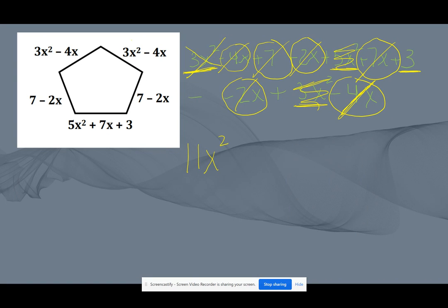So if we're looking here, we have 3x squared here, 5x squared here, and 3x squared here. So that leaves us with our 11x squared, and now those are done. Now we have negative 4x and negative 4x is negative 8x. Negative 2x and negative 2x is negative 12x. And then the 7x. So we're just left with minus 5x. And then we have this positive 3, positive 7, and positive 7, which leaves us with plus 17.